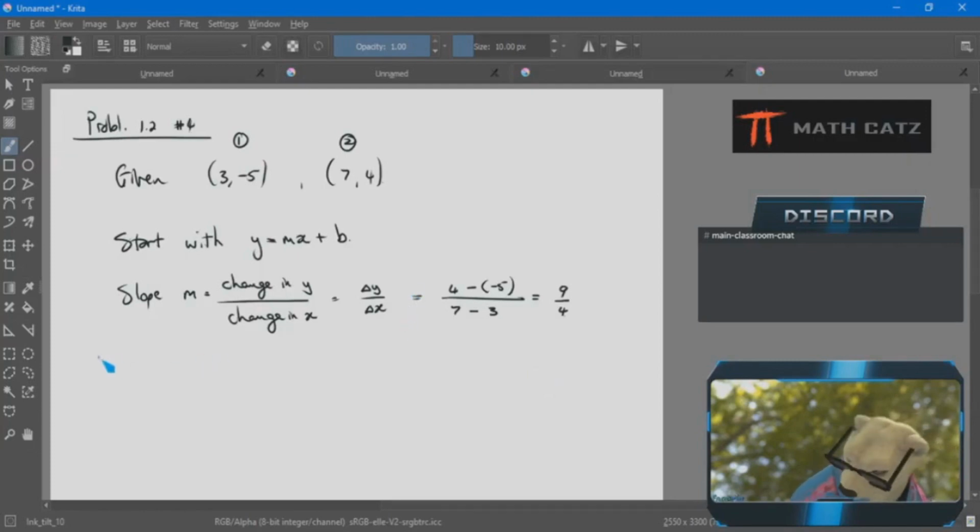All right. I update. Feels like I'm going too fast. Feel free to stop me if you feel this is too fast. Just because it's review doesn't mean we remember everything perfectly. That's why we're doing it. I update to 9 over 4x. I still don't know the b. Fair enough. But I'm getting there.